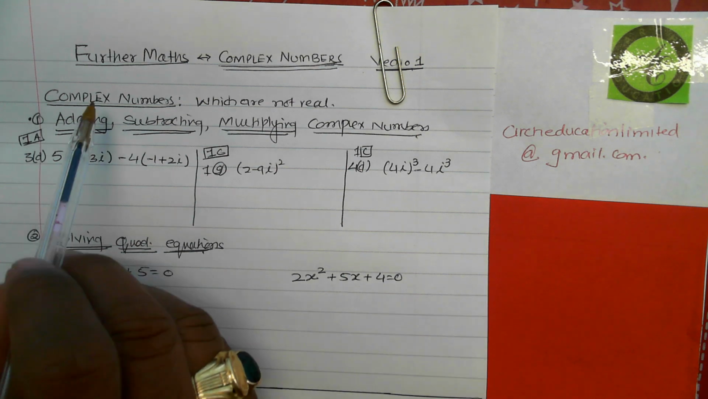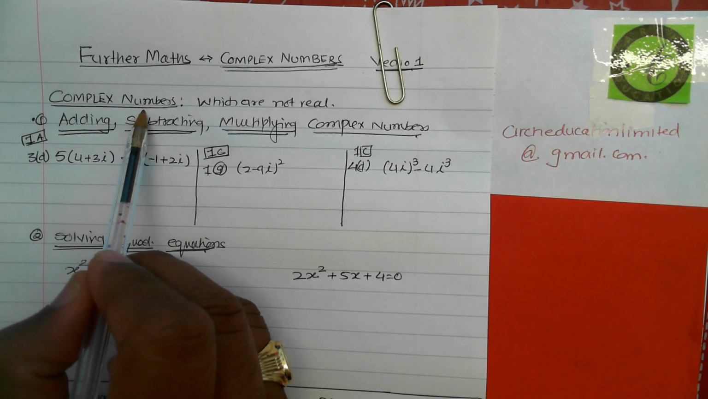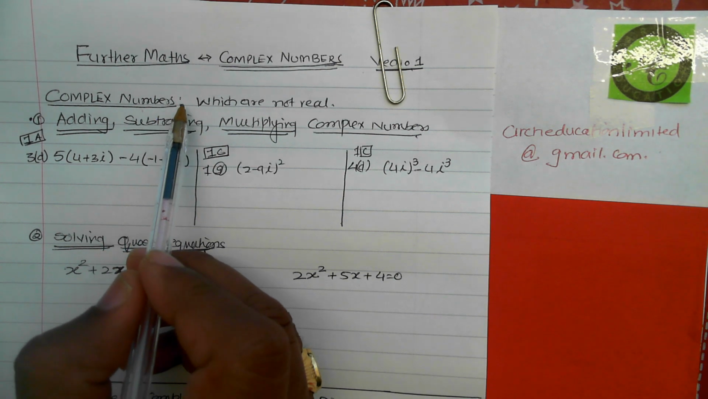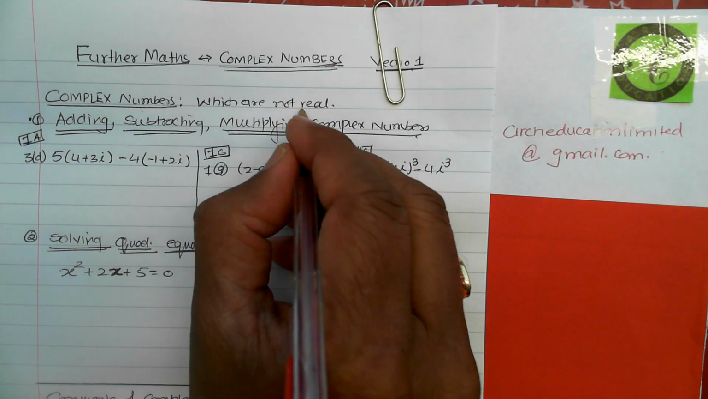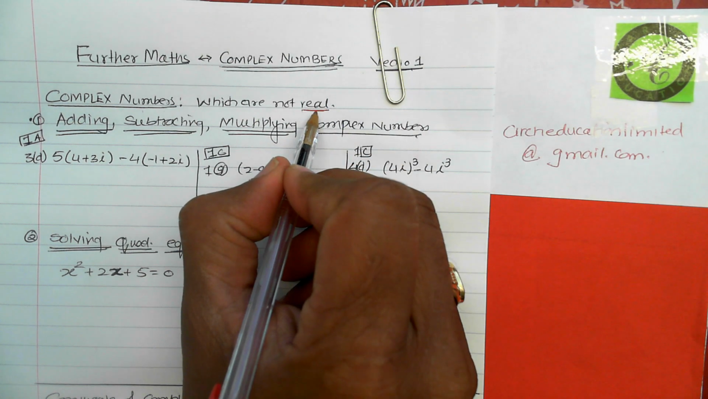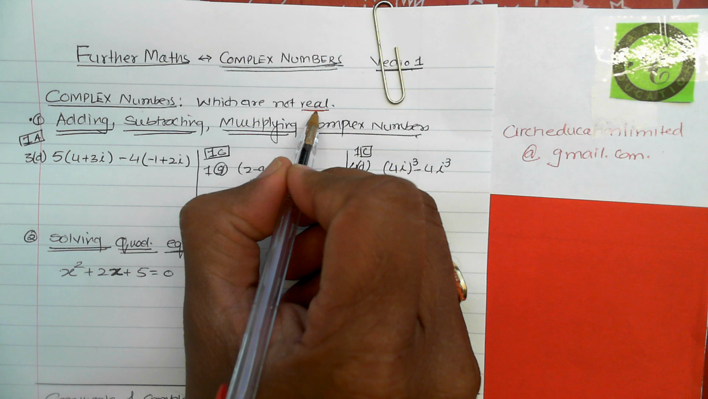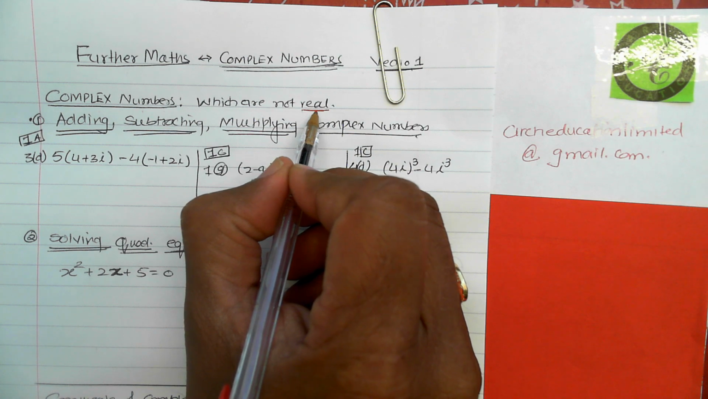So what is a complex number, first of all? The easiest thing which comes to mind is complex numbers are the numbers which are not real. And all the numbers you have dealt with in GCSEs and in normal maths till now are the real numbers. So numbers which are not real are complex numbers.